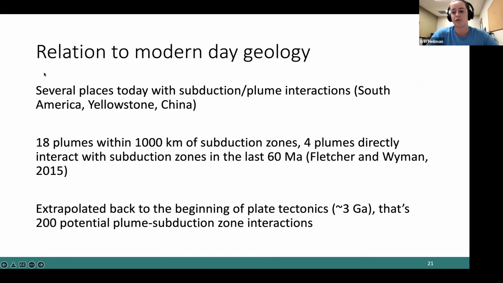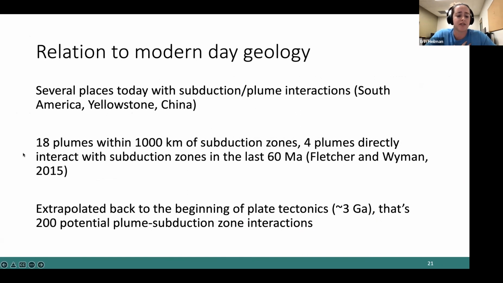Another connection would be relation to modern day tectonics and geology. There are several places we know of today that have some of these subduction plume interactions that we know about from tomography. Places like South America, Yellowstone, or China.